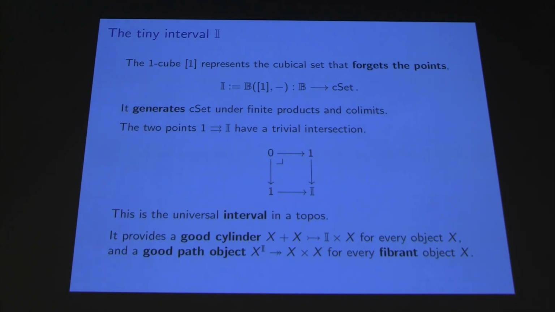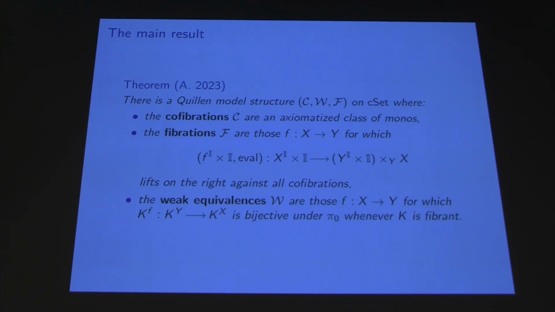This interval provides a good cylinder for every object and a good path object for every fibrant object. And now this is a little bit of technical homotopy theory. The cylinder has the 2 ends going into the cylinder and they're disjoint, and the good path object means that the map from the path space down to the square is a fibration. And now these notions of fibration and the disjoint cofibration inclusion there are coming from model category theory, and that's the machinery that I'm going to use next to describe this setup.